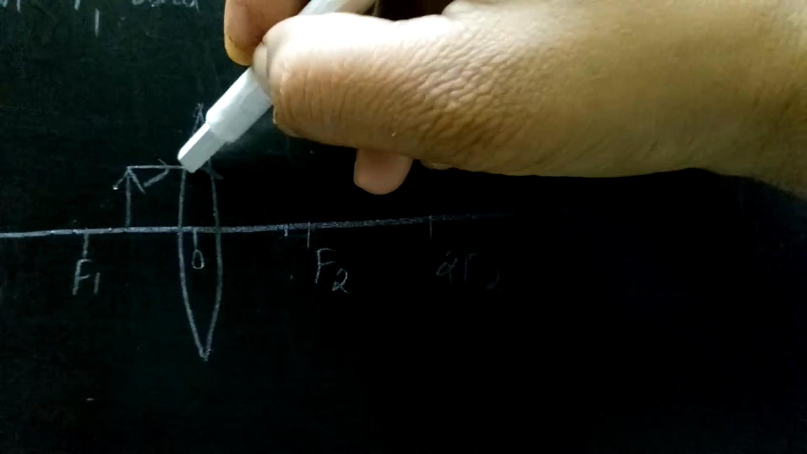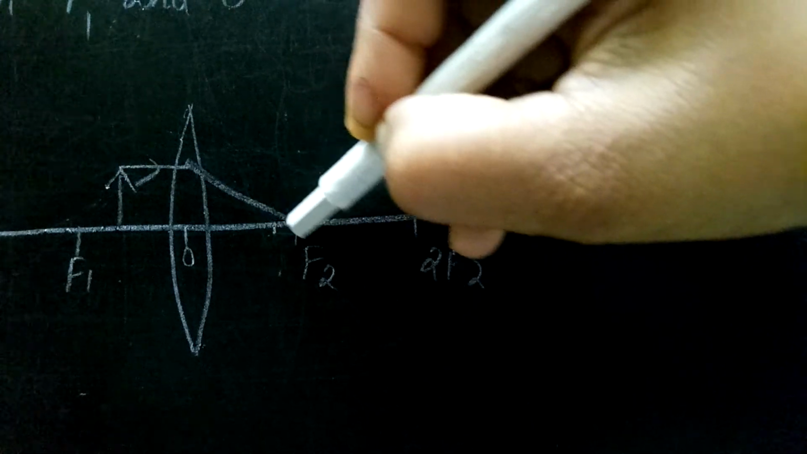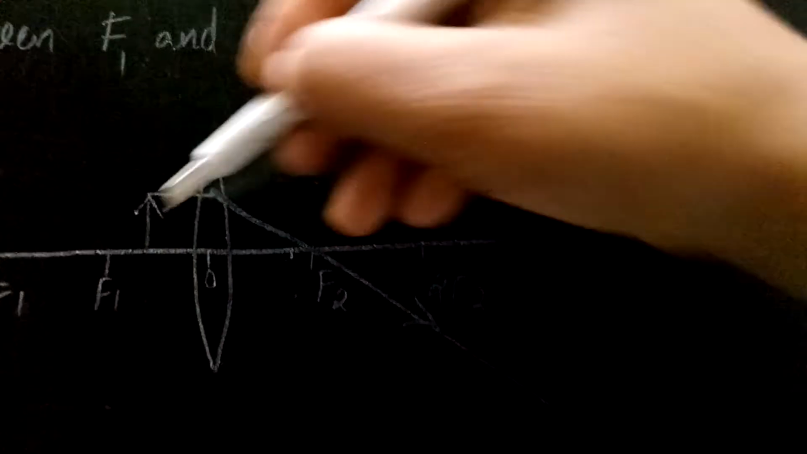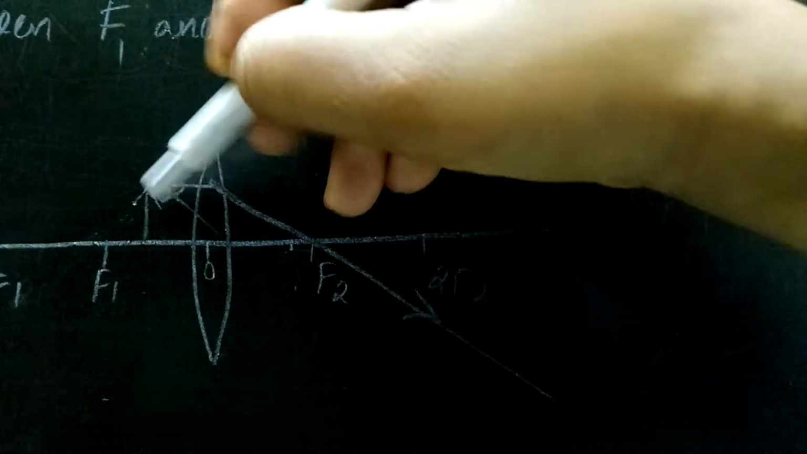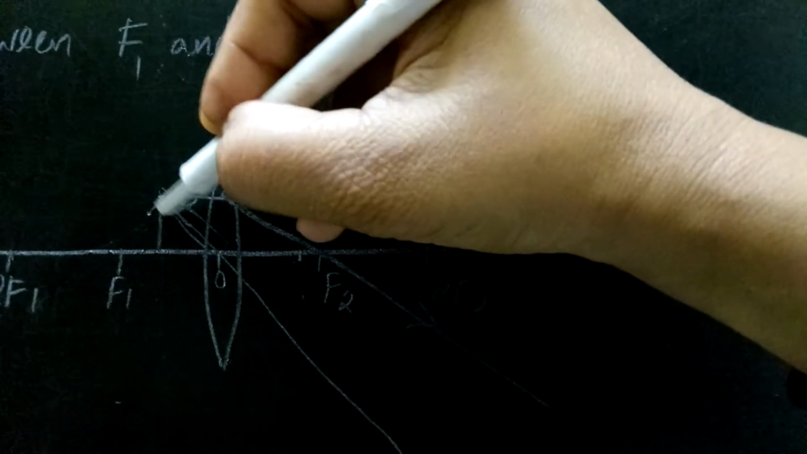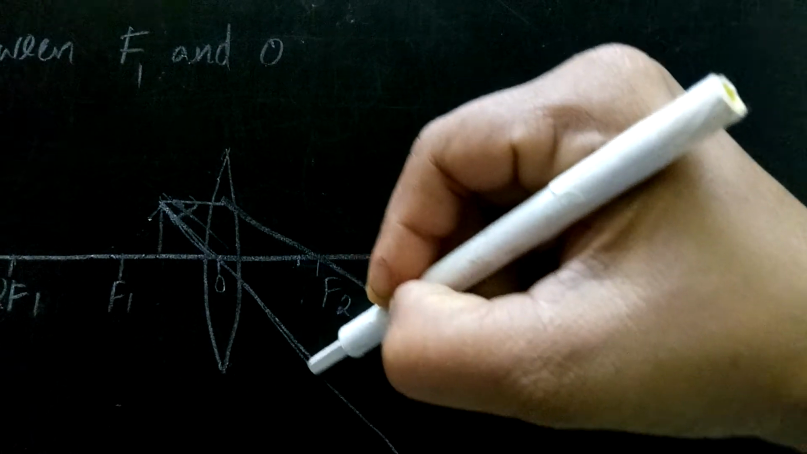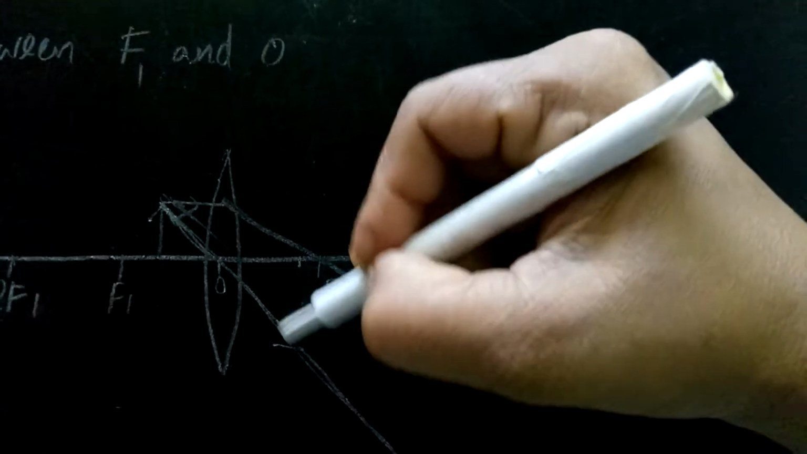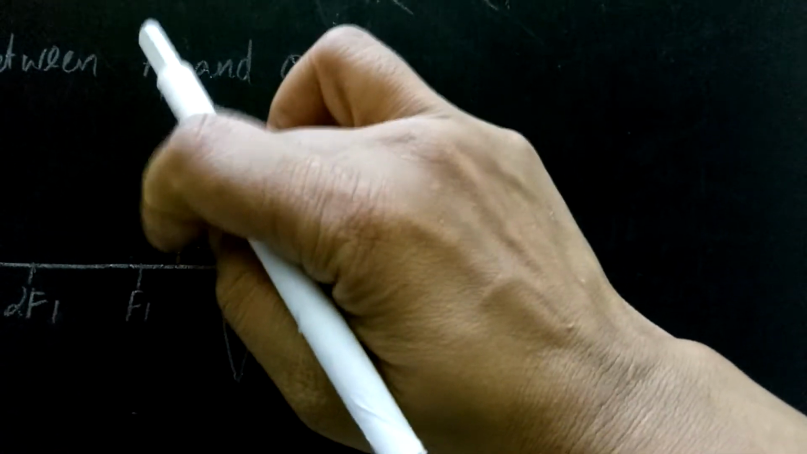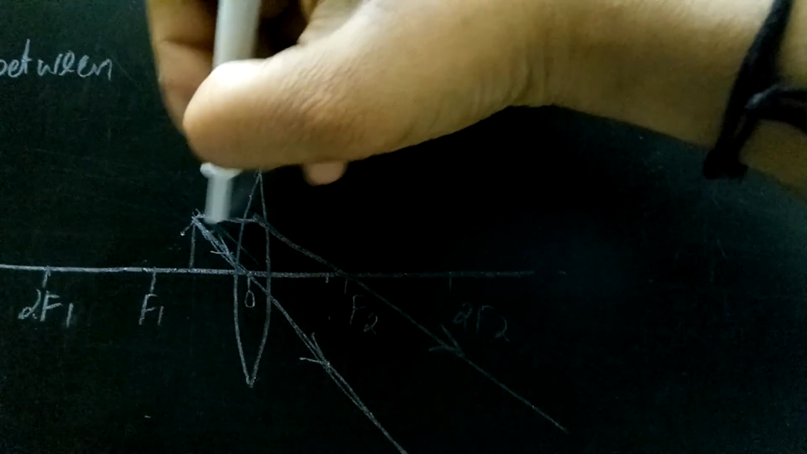The first light ray is parallel to the principal axis and after refraction passes through the principal focus, and the light ray through the optical center passes without any deviation. So use a scale to draw the correct light rays.